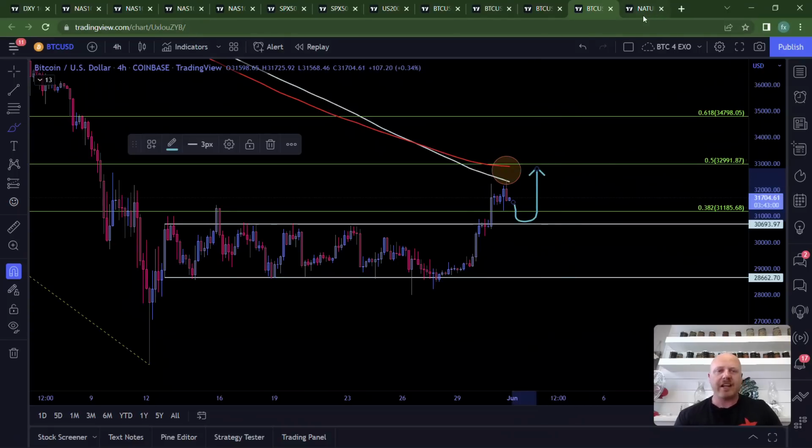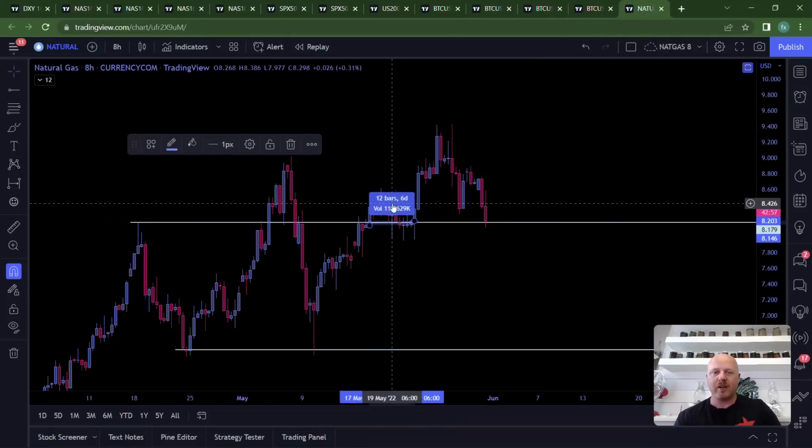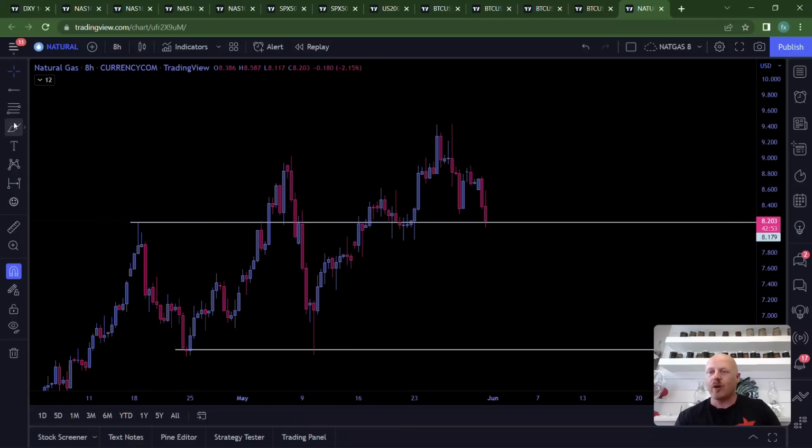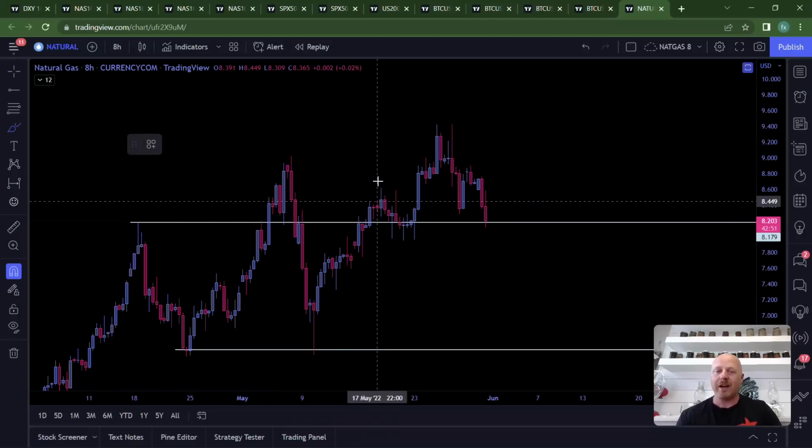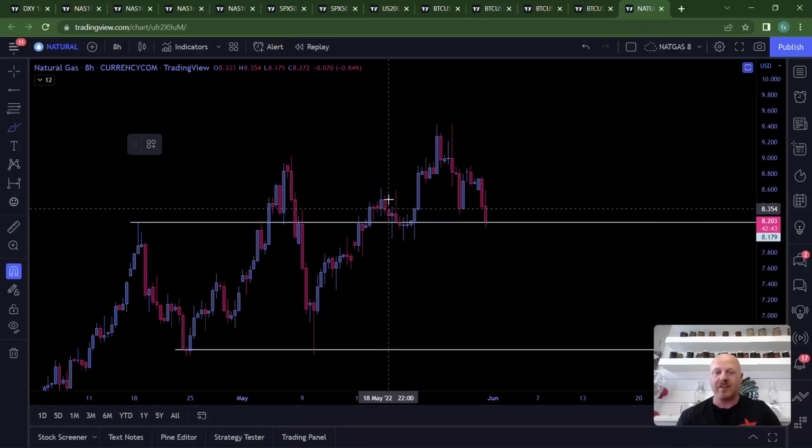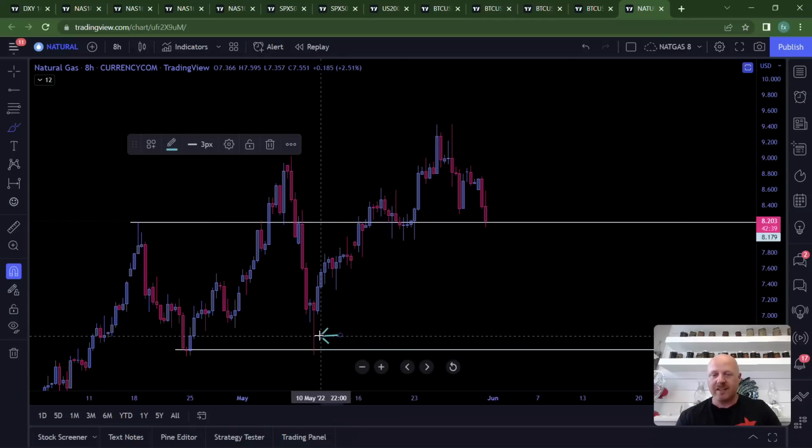Let's look over at natural gas real quick, because this is what I'm talking about. We had 12 bars here in accumulation. There's no one-to-one relationship, because a lot of people are asking me in the Discord, DMing me, or emailing me on YouTube, saying, hey, how many bars do you have to stay in this pattern? Well, as you can see, we pumped up, right? Just like we did on Bitcoin.